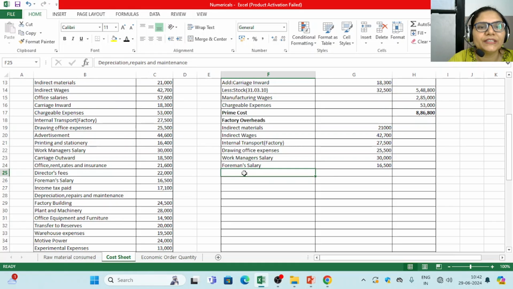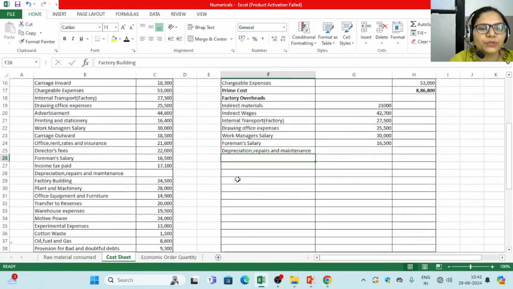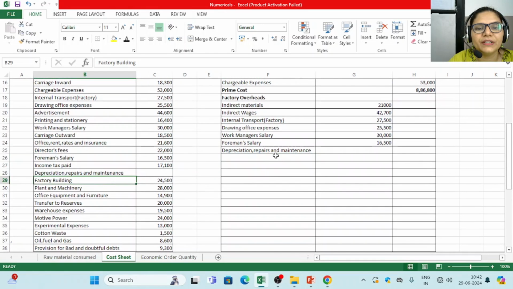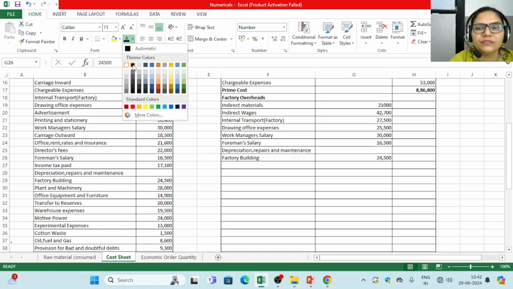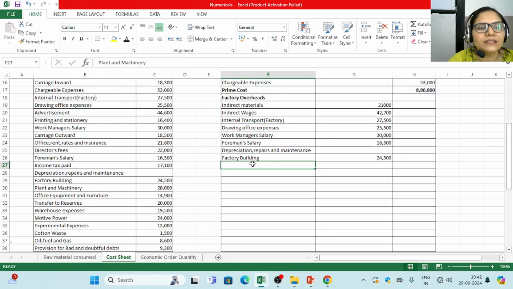Next is depreciation, repairs and maintenance. Let's see how we have to show them. Depreciation of the factory building, as already given in the question, we will include under factory cost, and it is rupees 24,500. So we will show it over here, 24,500. Next is plant and machinery. We all know it is a part of a factory, so we will include it in your factory overheads.